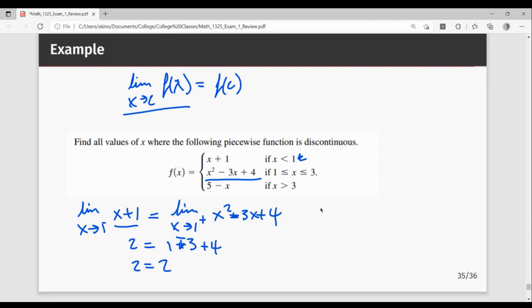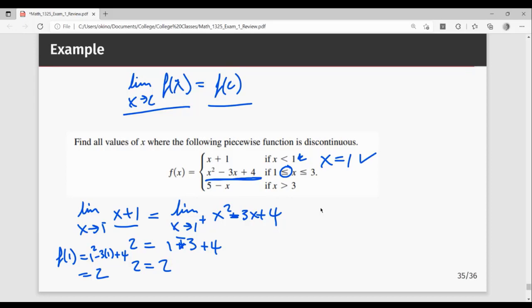So we know that our limit exists. Now let's check f of 1. For f of 1, I have to use this expression because here it's where x is greater than or equal to 1. So I'm going to have 1 squared minus 3 times 1 plus 4. That again is equal to 2. So we have that the limit exists and it's equal to the value of our function. So x equals 1 is continuous.